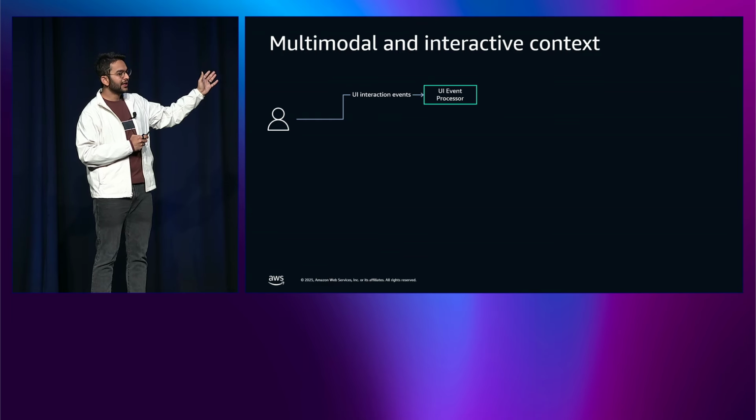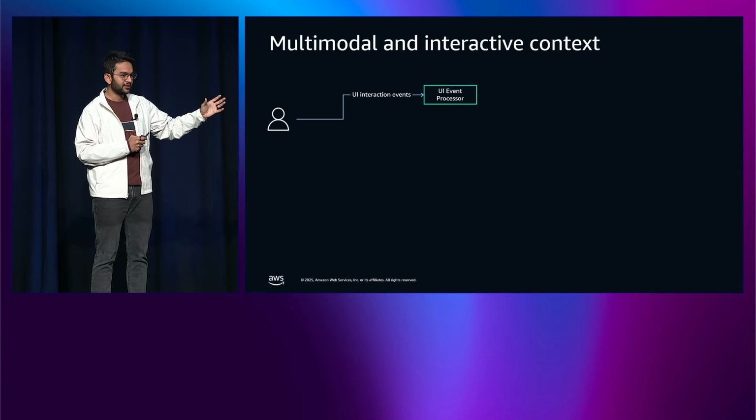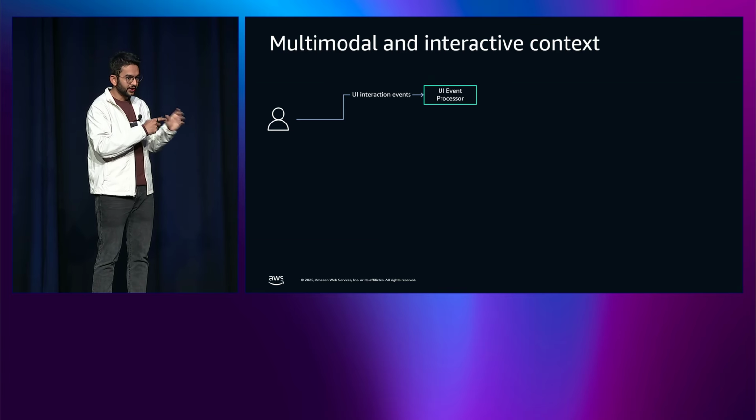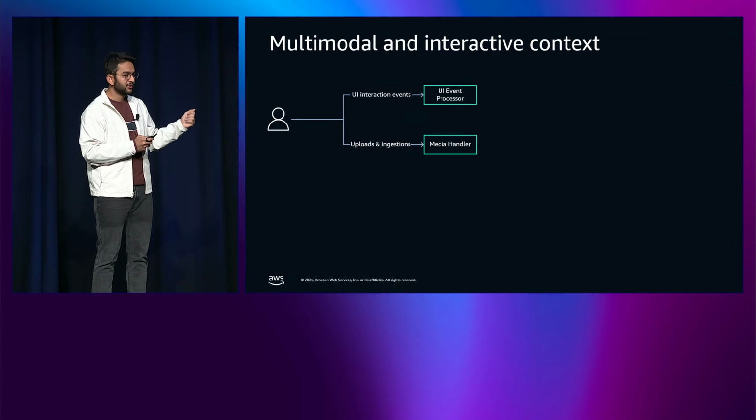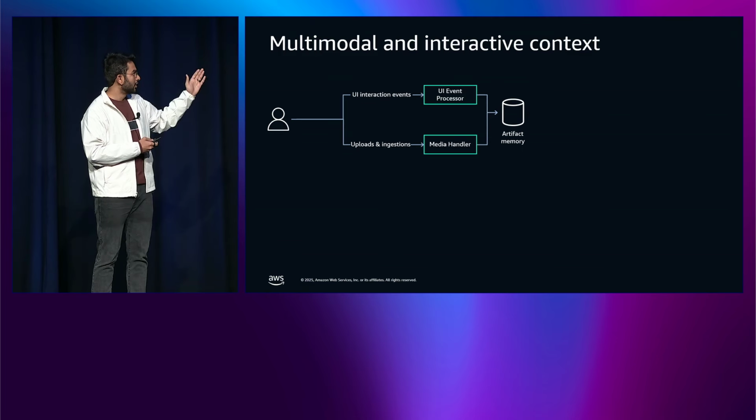So for every UI interaction event, we have a special processor that listens to all the events in the UI and then processes them and saves them in place. Similarly, for any uploads that the user does, images, videos, we have a special media handler that processes them in place. And both of these are saved in the artifact memory.